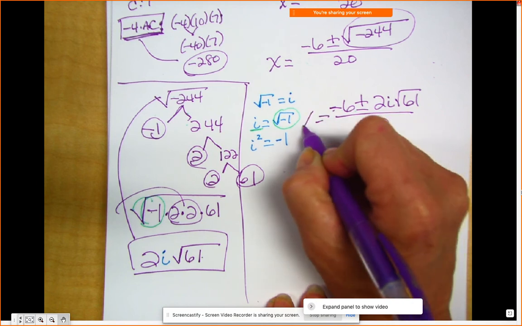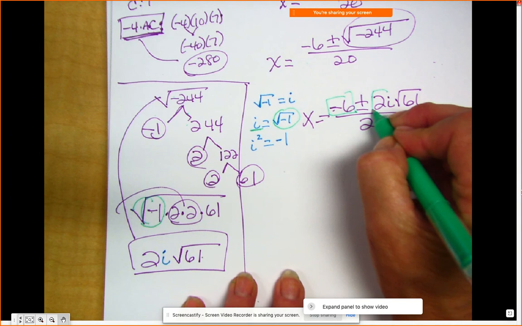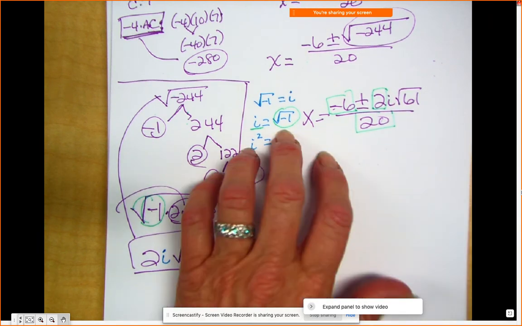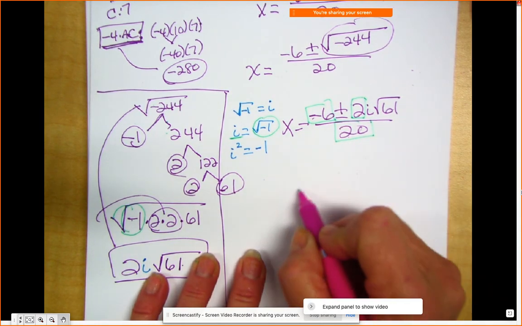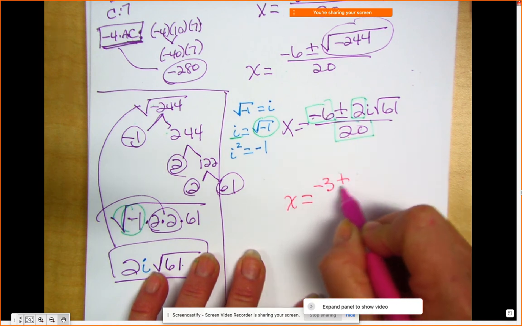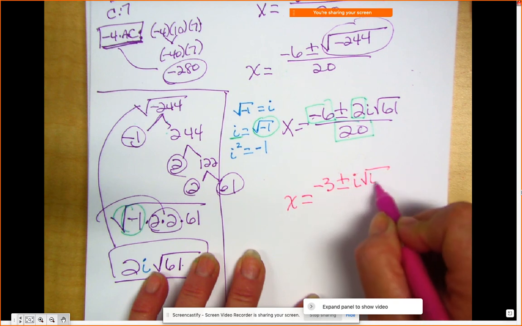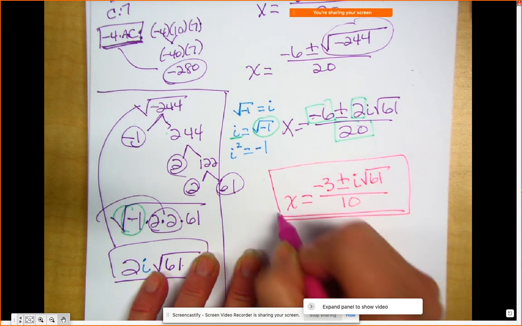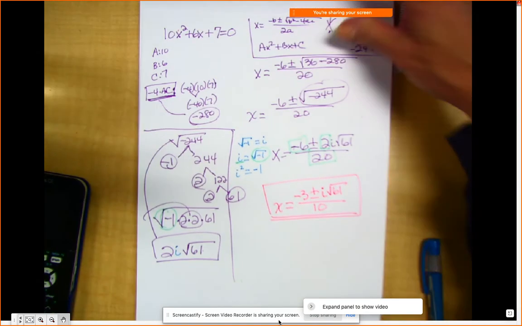Your last check is to see the three numbers that are outside of the radical. Are they all divisible by the same amount? Can it be reduced? And this one can be. All of these are even. They can all be reduced, divided by 2. So x is equal to, I'll divide 6 by 2 and I get 3. What's 2 divided by 2? 1. So I will no longer write the 1. All divided by 10. There we go.